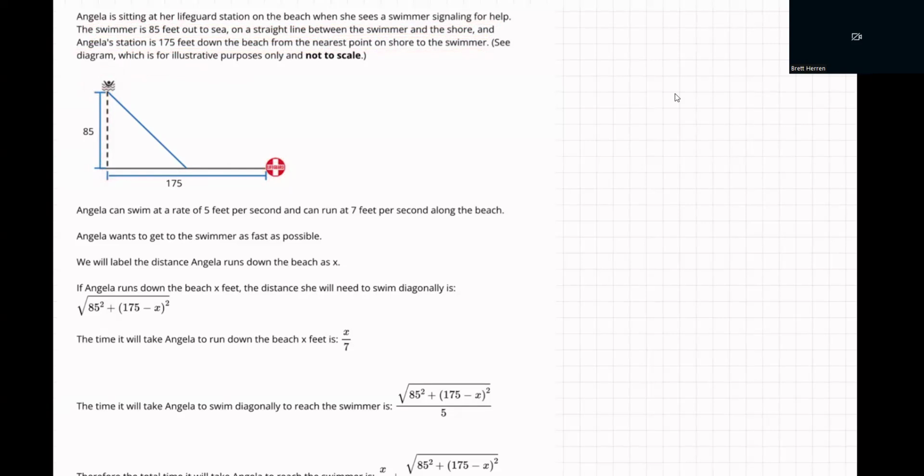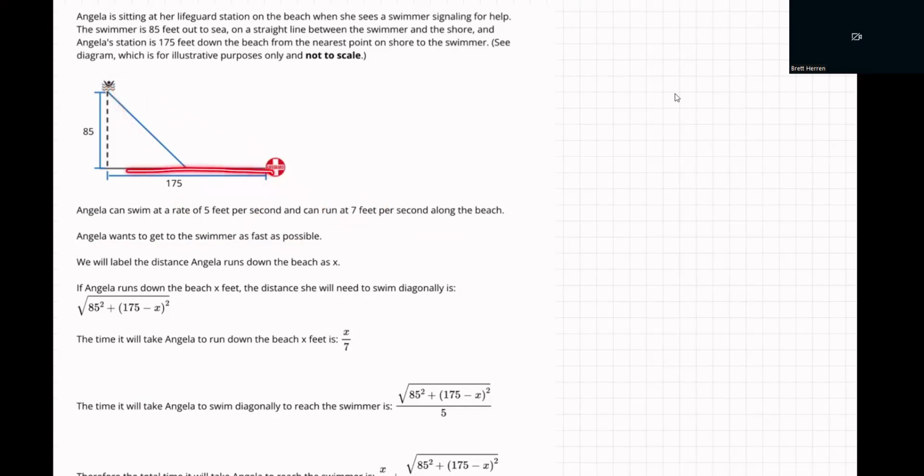Angela can swim at a rate of 5 feet per second and can run faster. So obviously, like most people, she runs faster than she swims. Angela wants to get to the swimmer as fast as possible. You might think, well, Angela, just jump off your lifeguard station and swim. A straight line is the shortest distance. Yeah, but that's not going to be the shortest time, right? That's the shortest distance, but she swims slower than she runs. So probably better for her to run a little while and then swim, so there's less swim distance.